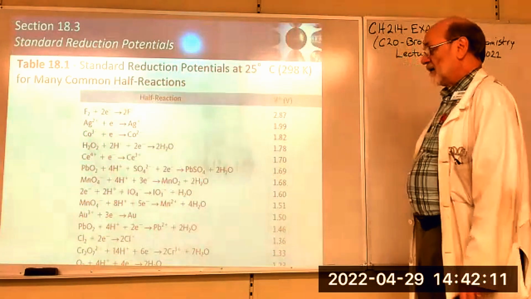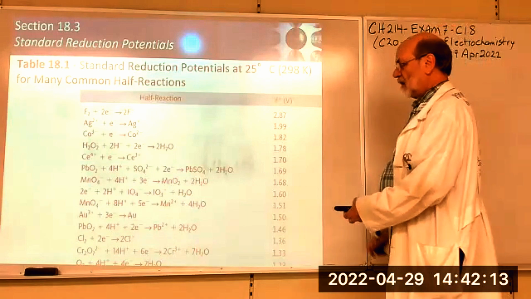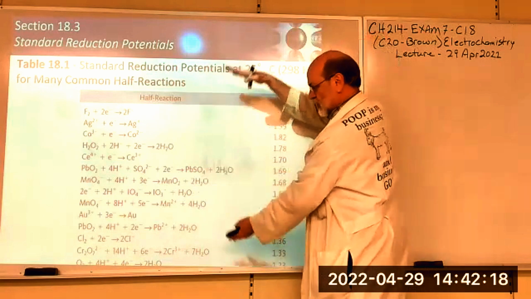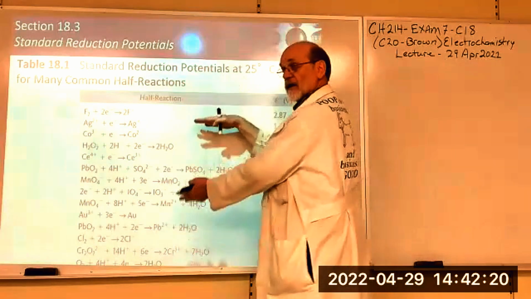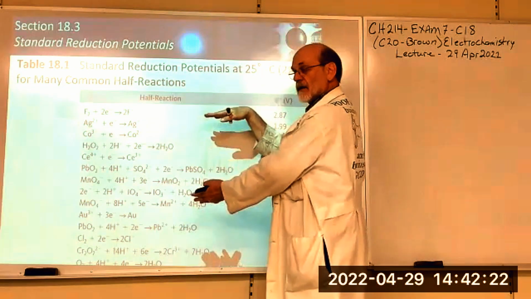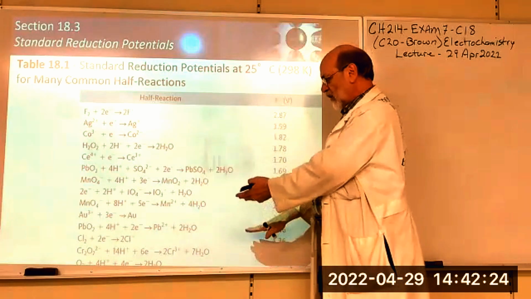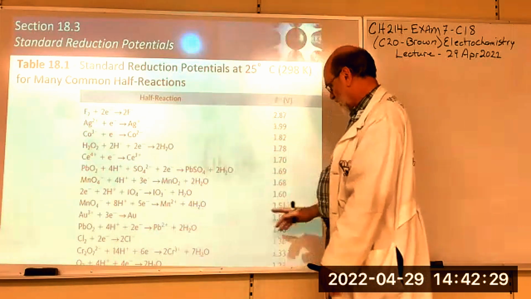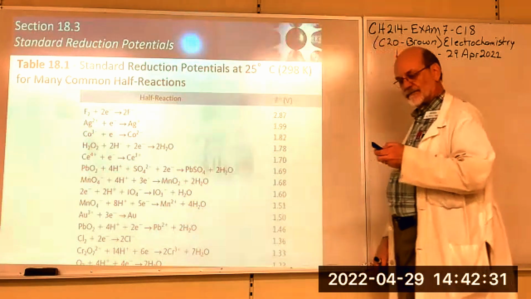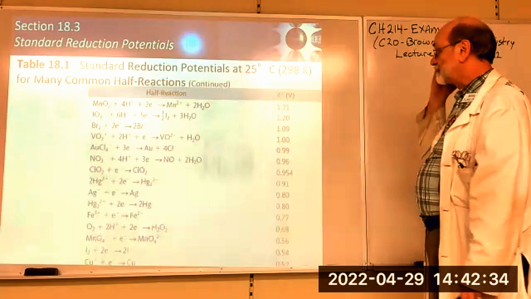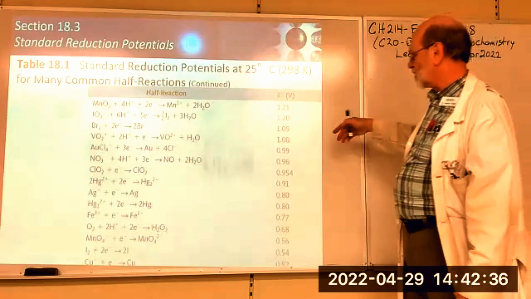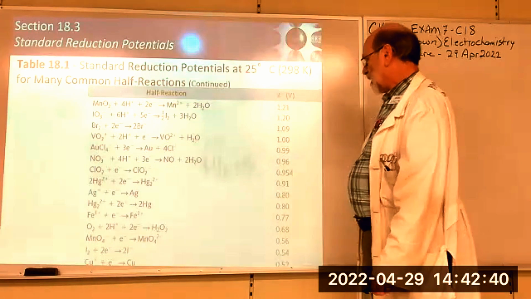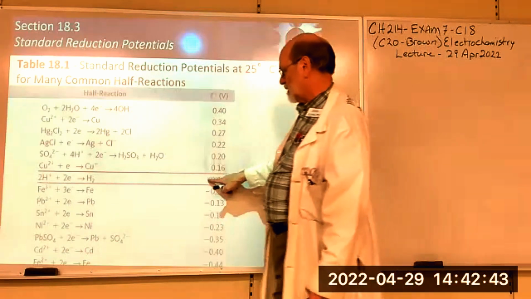And generally speaking, that's the way you'll always have to do it. The way the table is set up, if you've got two half cells anywhere in here that you want to combine, the one below is going to be the anode, and it has to be flipped in order to give you a positive value. There are some more half reactions, and you've got voltages. They start from high and go to low. And eventually we'll get down to this one.